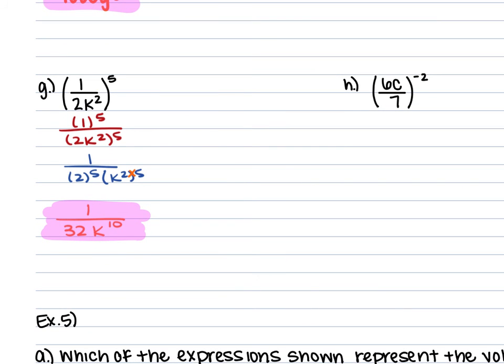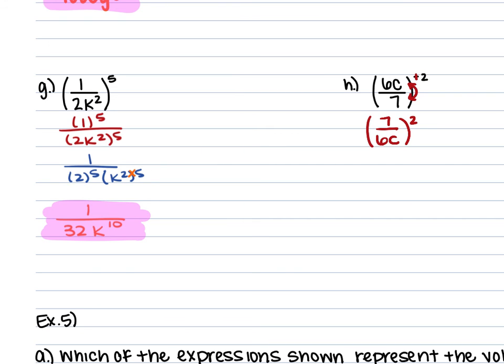For example, H, we have 6c over 7 all raised to the negative 2nd power. So again, I'm going to apply that negative 2 to both the numerator and the denominator first, or because I have a negative exponent, I want to turn it into a positive, take the reciprocal, and then apply. So I, again, don't want to work with the negative power, so I'm going to take the reciprocal of the 6c over 7 to give me 7 over 6c all raised to the positive 2nd power.